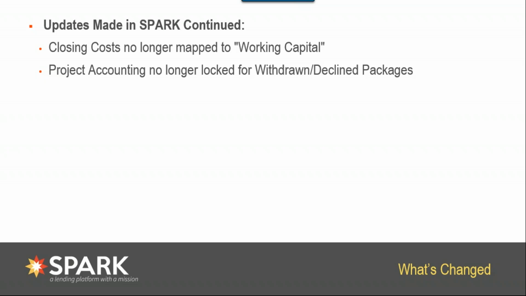We also have, in the project accounting feature, we used to lock the package. When it was withdrawn or declined, you had to restore the package, and then let's say you had a refund to make for the loan, you'd have to unlock that package in order to get that refund out. Now, project accounting is not going to be locked if you withdraw or decline a loan. So you'll actually be able to more easily get those refunds if that should happen.